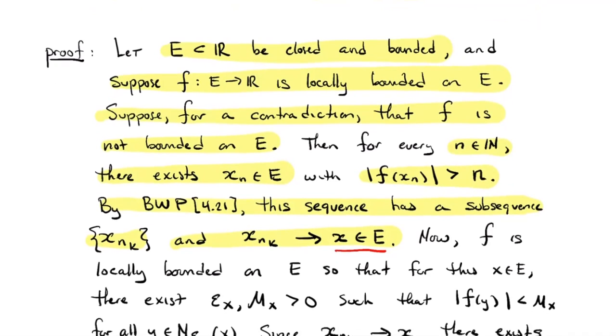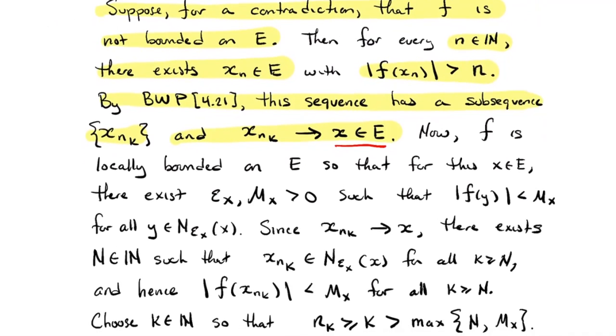All right, but now my function is locally bounded on E. It's part of the hypothesis. f is locally bounded on E. x is in E, so there has to be a couple of numbers, epsilon sub x and m sub x, so that for every y in the epsilon neighborhood of x, f is bounded by m sub x. Okay, so that's true on this entire neighborhood.